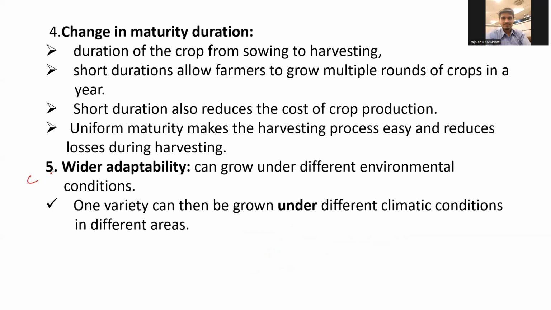And next, the fifth factor is wider adaptability. It means my seed or my plant or my variety should grow under different environmental conditions, weather conditions, meaning soil, water, etc. One variety can be grown under different climatic conditions in different areas. We just explained this. It's the same point, but this point is known as adaptability.